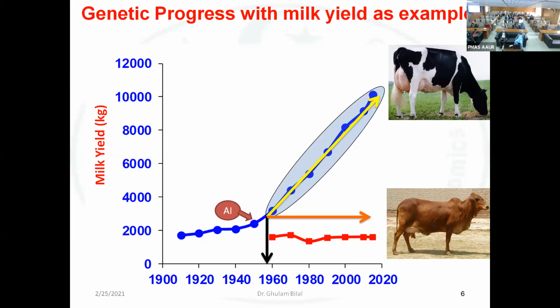Before this, we were doing natural mating. So with artificial insemination, we were able to disseminate the superior germplasm to a lot of cows, and it contributed towards improvement.